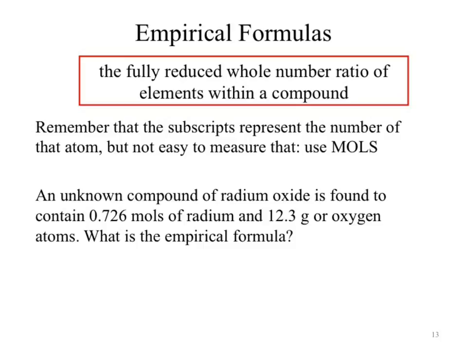A chemical composition analysis. Within that, I can break the compound down and evaluate the mass of each of the individual atoms or element types within it, and then convert that back into an empirical formula. So if I take an unknown compound of radium oxide and I find that it contains 0.726 moles of radium and 12.3 grams of oxygen, what is the empirical formula?